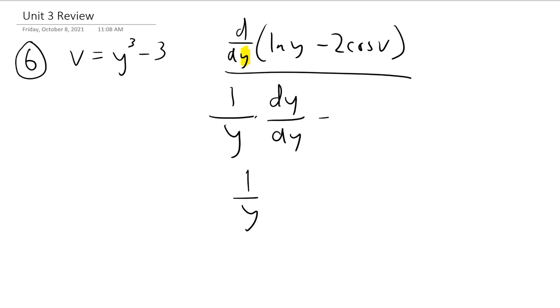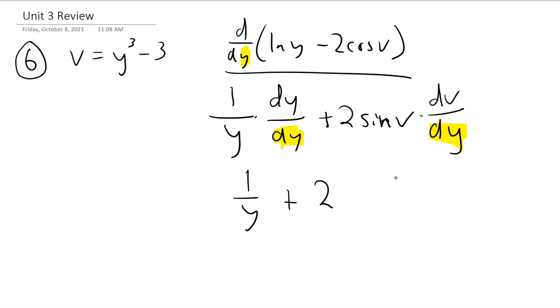Okay, over here, minus 2, the derivative of cosine something would be negative sine something. So I changed that. And then I just took the derivative of v with respect to y. So we end up with 1 over y over here. We end up with 2 v prime sine of v over there.